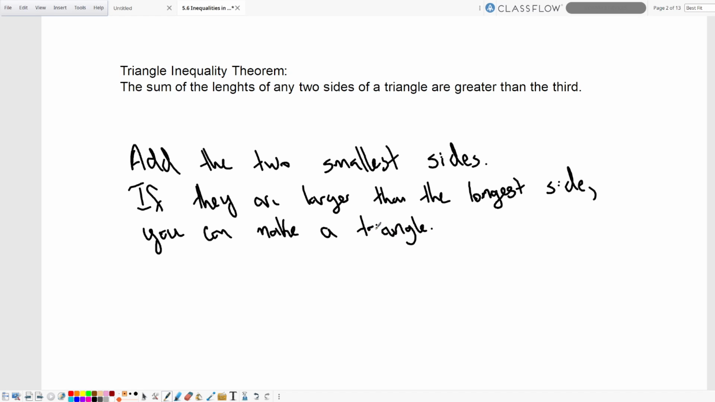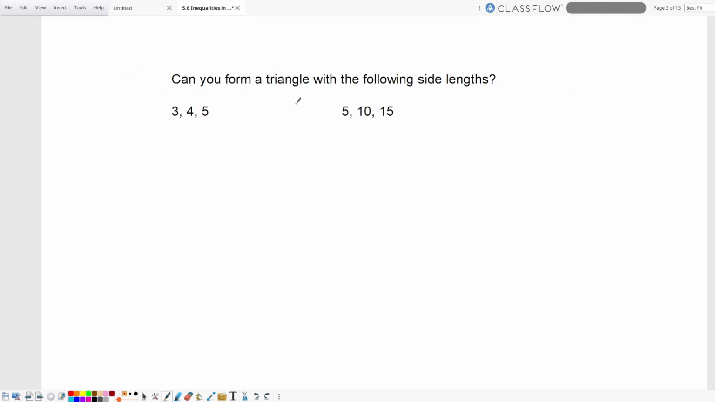So the book's definition says the sum of the lengths of any two sides of a triangle are greater than the third. I much prefer saying that if we take the two smallest values, add those together, as long as the sum of those numbers is larger than the third side, you would be able to make a triangle out of that. So here we have two examples, and we'll actually go over a third example.